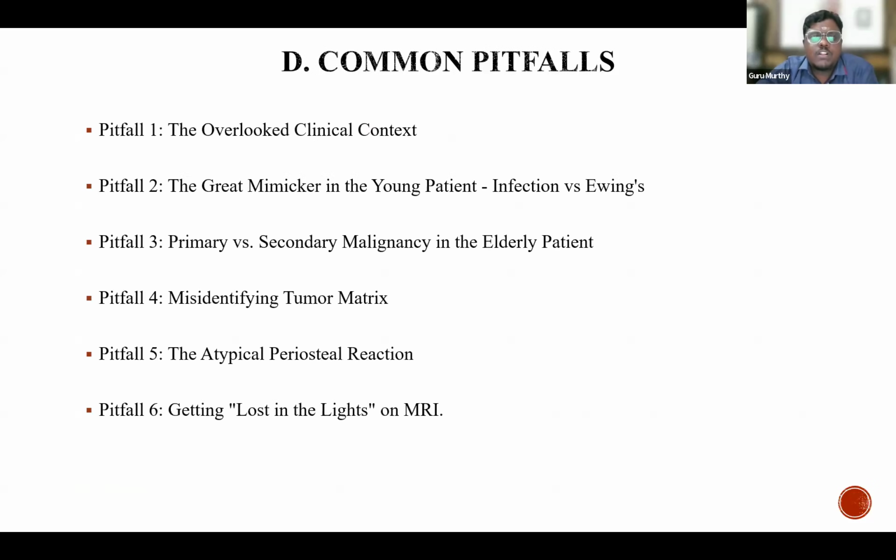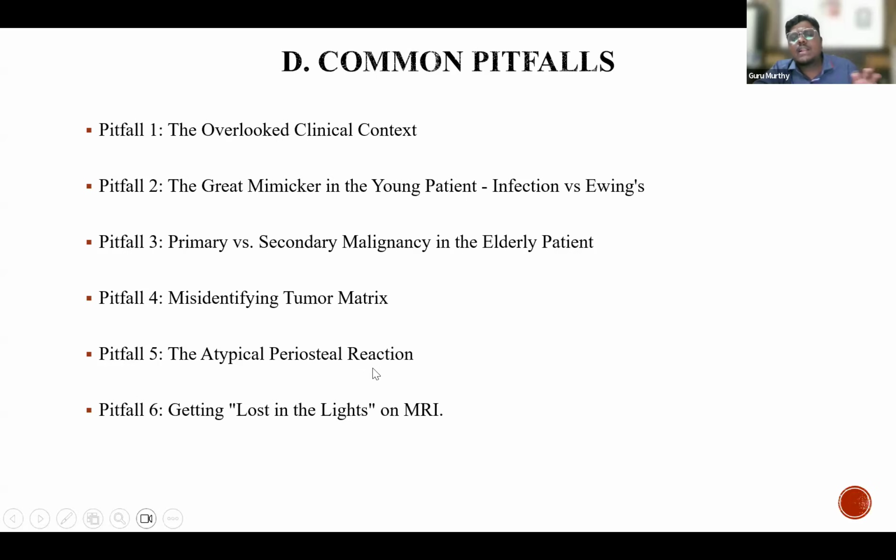So now we'll discuss a few common pitfalls. One is overlooking clinical context. Sometimes we'll assess the lesion and describe everything, but we forget to check the age of the patient. If you're dealing with an elderly patient above 50, whatever the lesion is, always give the first diagnosis as metastasis. So you have to observe the clinical context provided for your case. Next is the great mimicry in young patients, that is, an aggressive appearing lesion in a child, whether it is infection or Ewing's. So we'll see one by one.